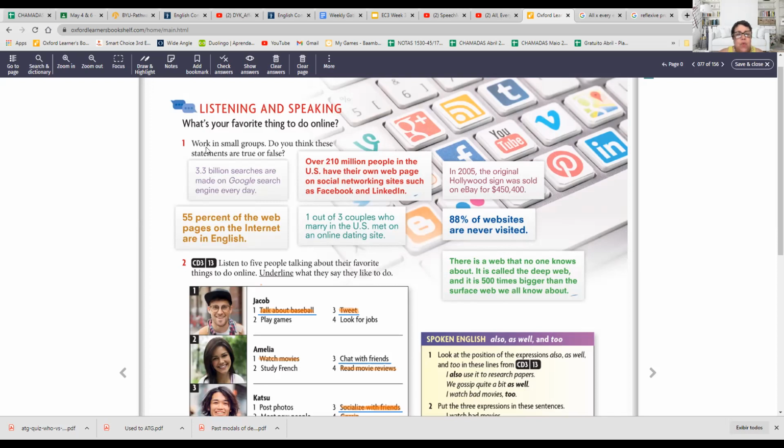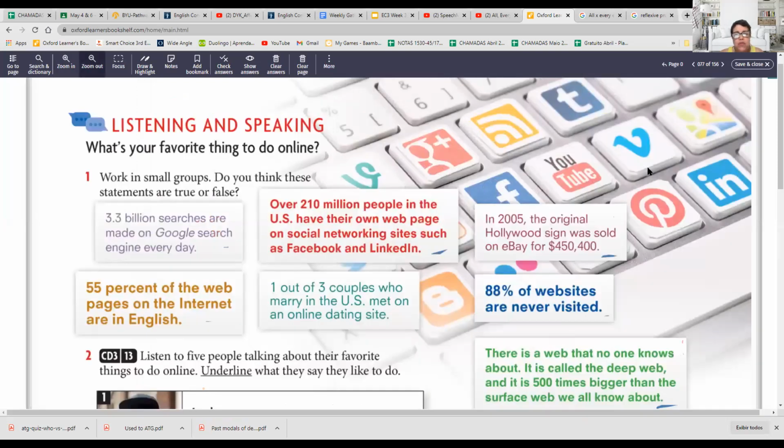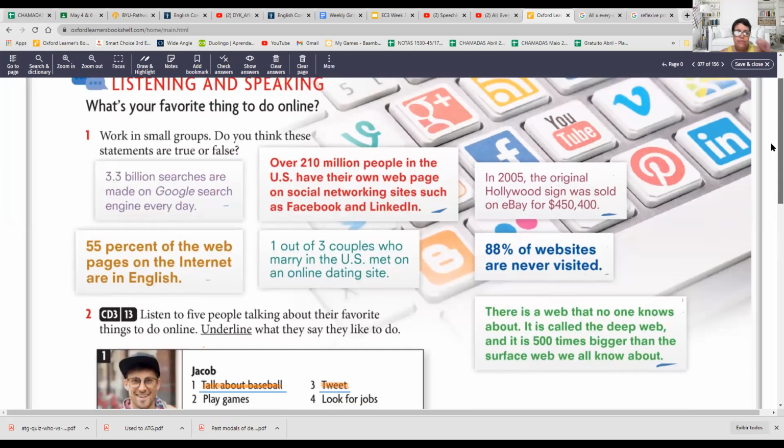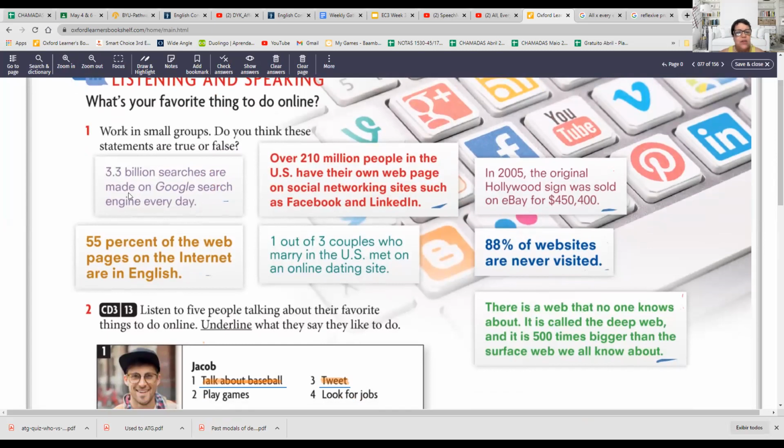Okay, so work in small groups. We don't have small groups, but take a look at these pieces of information. They are very interesting. Do you think these statements here are true or false? Let me zoom in for you. What do you think? Take a look at the first one. 3.3 billion searches are made on Google search engine every day. Quite a lot. Look at the next one. Over 210 million people in the US have their own web page on social networking sites such as Facebook and LinkedIn.